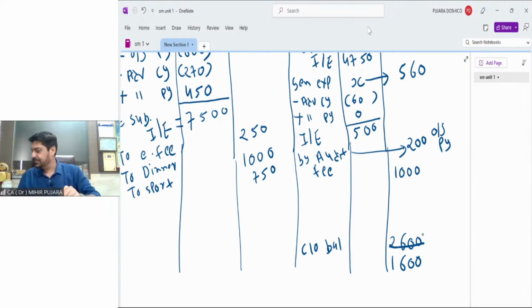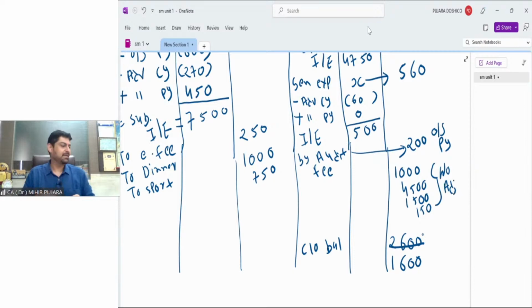1000, 450, 1500 and 150. No adjustment. Directly on payment side. Simple guys. Clear? Directly on payment side. आगे आप बाय में जो लिखना है लिख दो, जो लिखा है. No adjustments.